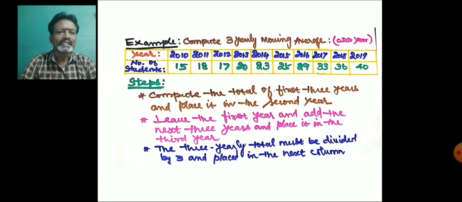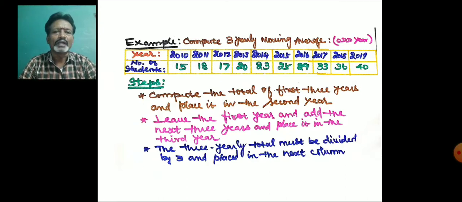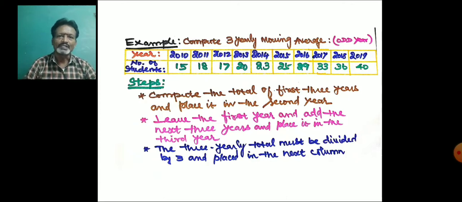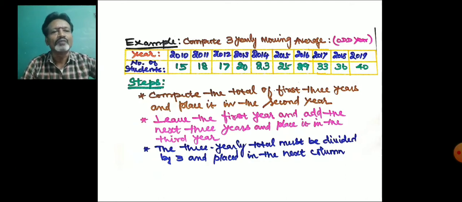That is the middle year for the second, third and fourth. The 3 yearly total must be divided by 3 and placed in the next column. Wherever you get a 3-year total, you calculate it, and the value should be written on the middle year of that particular 3 years. Then the 3-year total should be divided by 3. That is called the 3-year moving average.